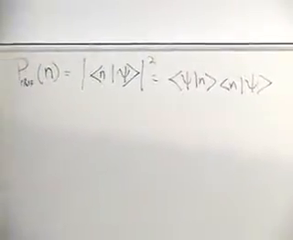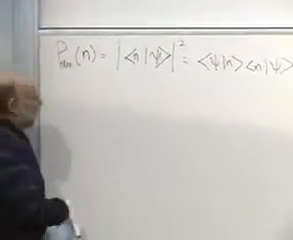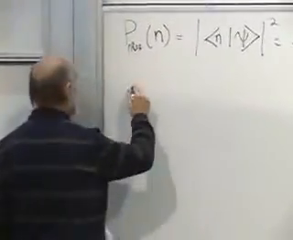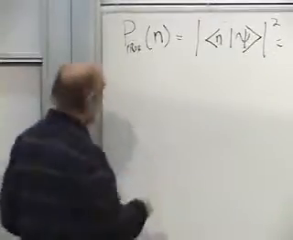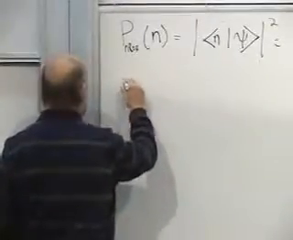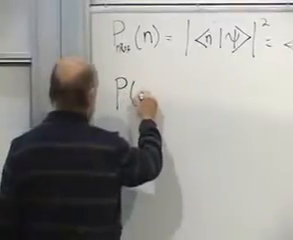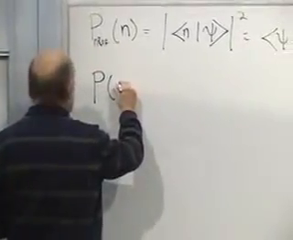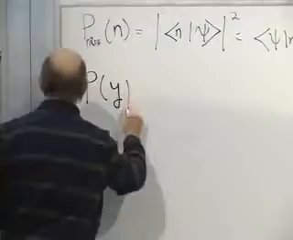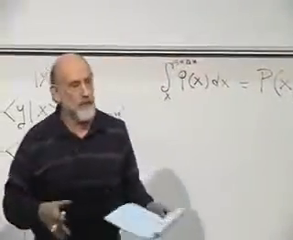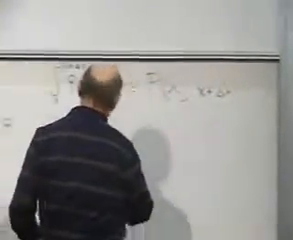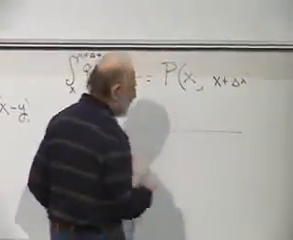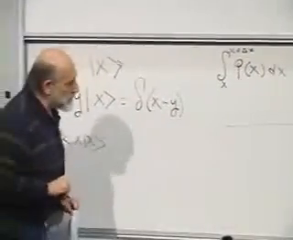What's the natural analog of that? The natural analog for continuous systems is that the probability density, let's call it P of x now, or let's call it P of y. Y does not represent a different coordinate from x. They just represent two values. X and y represent two values of the same variable. Here's the line that the particle is moving on.